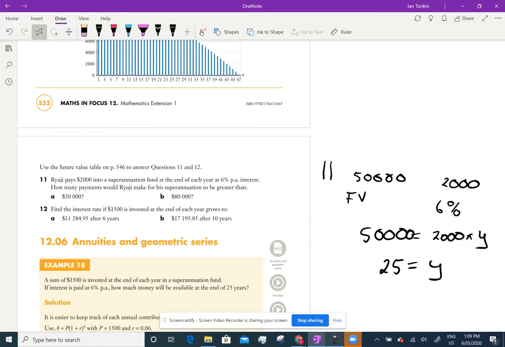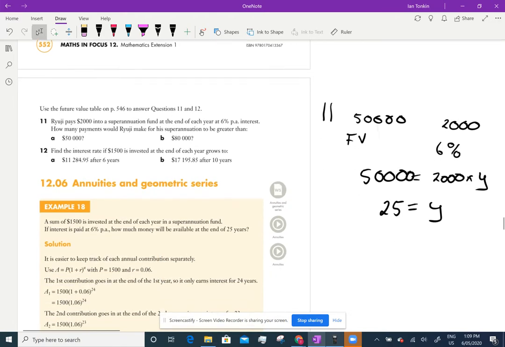Have I got the right value? I'm just going to use the textbook now. 6. I'm looking for 25. Surely it's only 16, at the end of each year. I'm pretty sure it's only 18.